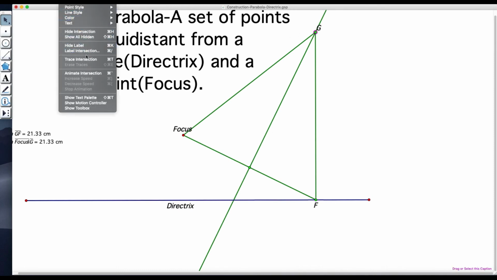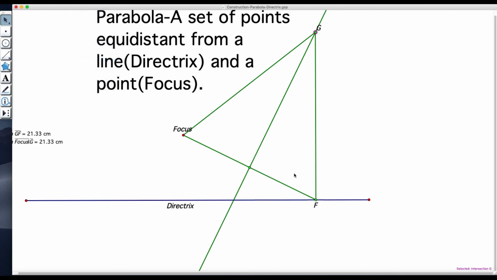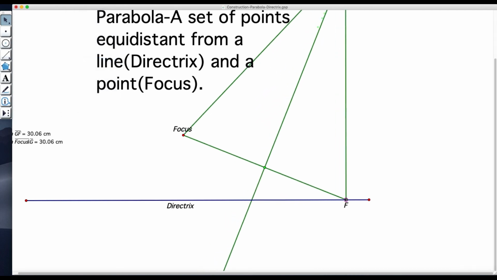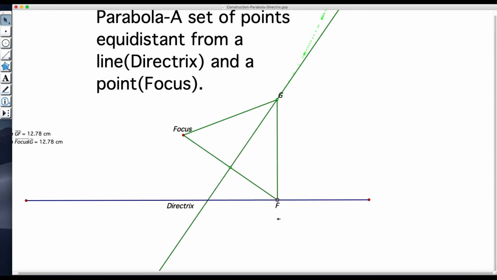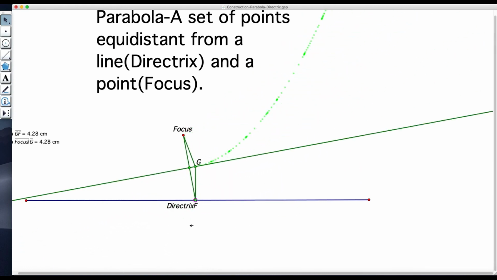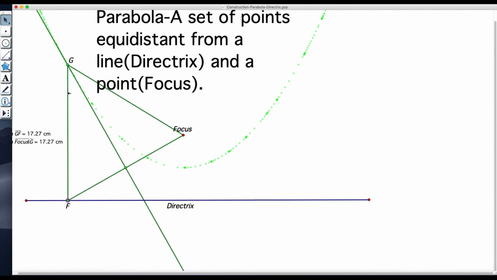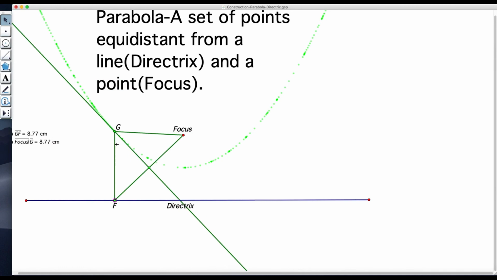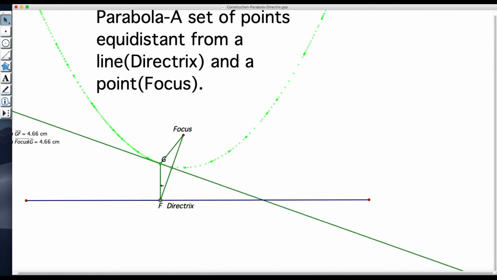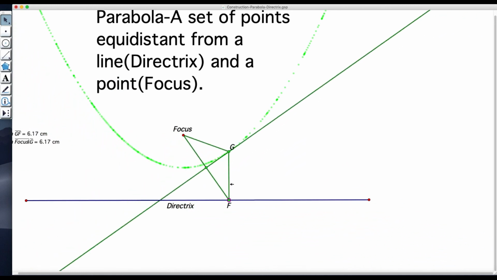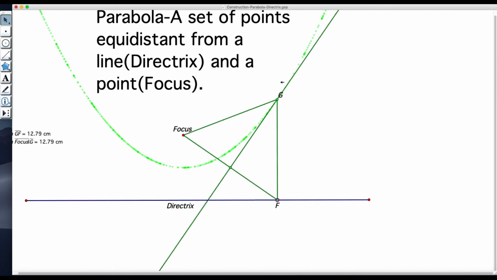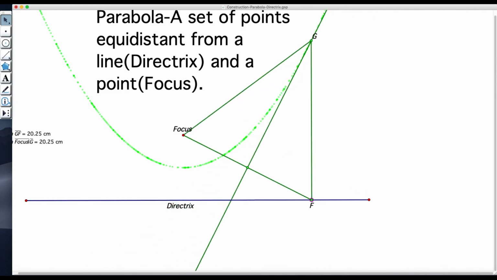Now, as we animate point F and trace the intersection point G, we clearly begin to see the shape of a parabola forming. And this is the geometric definition of a parabola, which is a set of points equidistant from a line and a given point. This is the difference between the algebraic graphing and the geometric graphing. However, the shape is the same, and we can find a corresponding algebraic expression for this.